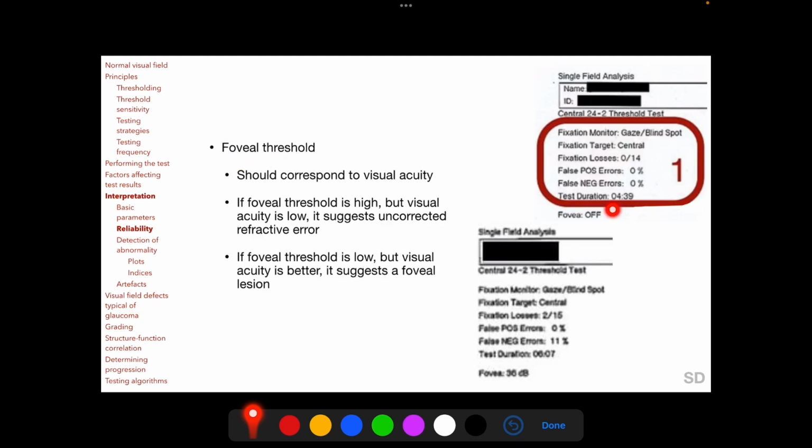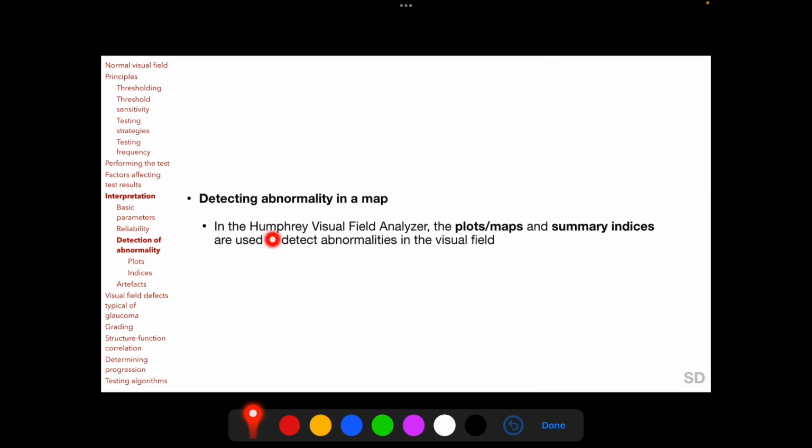Foveal threshold is another parameter which is found below the reliability criteria, and foveal threshold should correspond to visual acuity of the patient. If foveal threshold is high but visual acuity is low, it suggests uncorrected refractive error, but if foveal threshold is low but visual acuity is better, it suggests a very localized foveal lesion. So in this test report, foveal threshold was not measured, and in this test report foveal threshold was found to be 30 decibels.